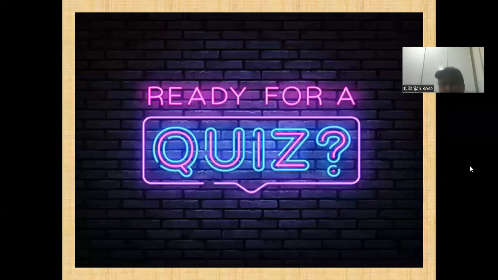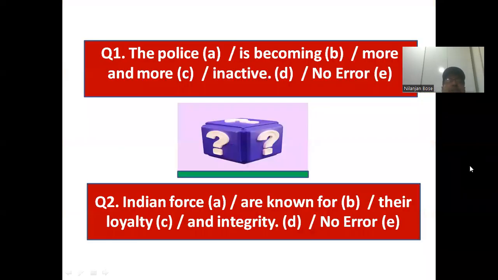So ready for a quiz. Okay. First question, here it comes. The police is becoming more and more inactive. In this particular question, in the first part, it is written the police. After that is becoming more and more inactive, right? So in the first part, the police, it indicates the plural one.